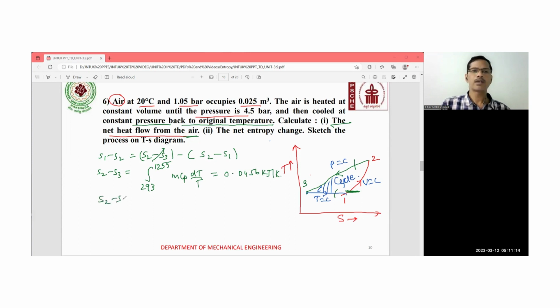The second case, that is S2 minus S1, is also the same thing, going from 293 to 1255, but it is occurring at constant volume: m Cv dT by T. After solving this, you can get it as 0.0326 kilojoule per Kelvin.